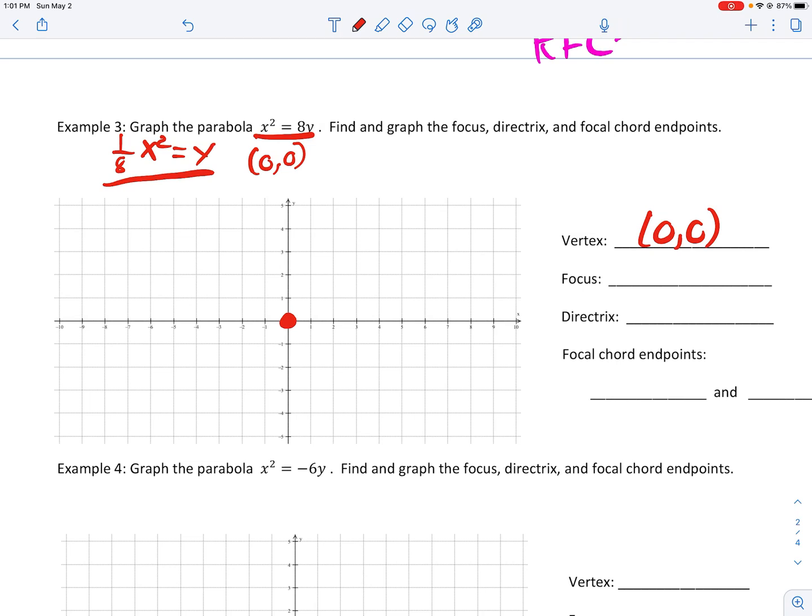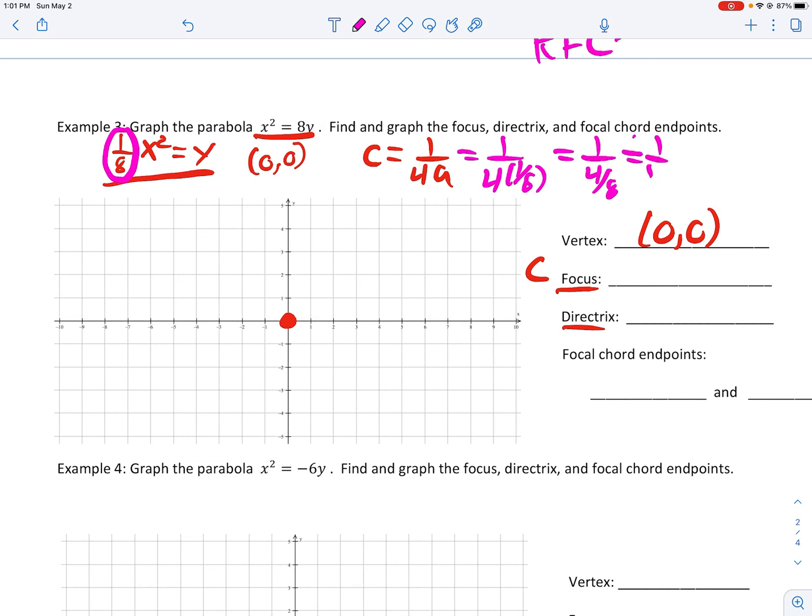So now to find the focus and directrix, we need to figure out c. Well, c is 1 over 4a. So in our case, a is 1/8. So 1 over 4 times 1/8 equals 1 over 4/8. 4/8 reduces to 1/2. So 1 divided by 1/2 is 1 times 2 over 1, so it's 2. So c is 2.